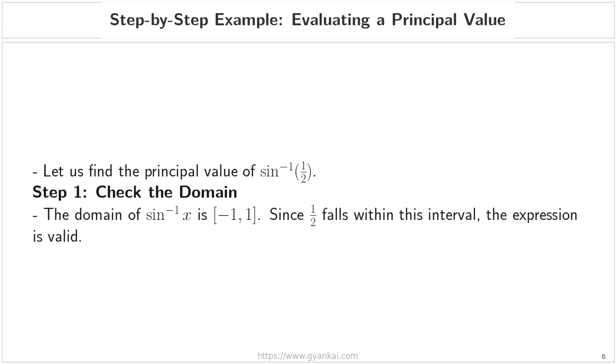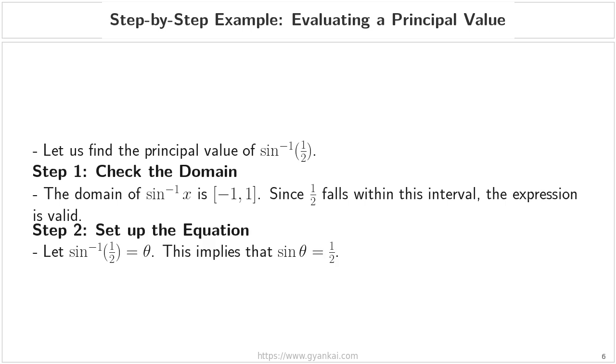As we saw in our table on the previous slide, the domain for the inverse sine function is the closed interval from -1 to 1. Since 1/2 falls within this range, the expression is mathematically valid. If the value were outside this range, the expression would be undefined, which is a common mistake we will discuss in the next slide. Next, let's set up the equation.